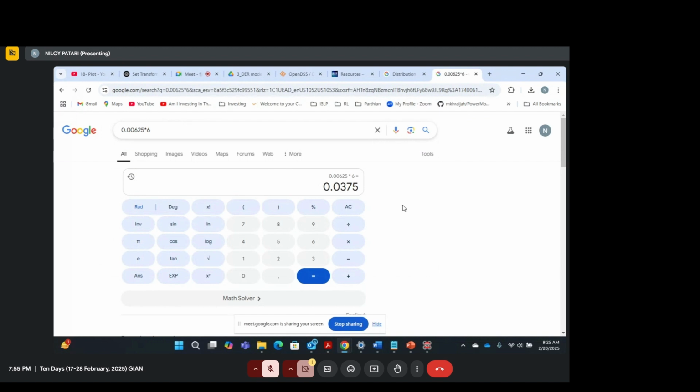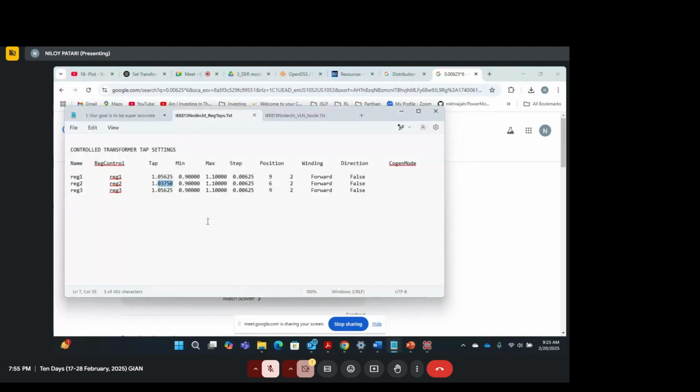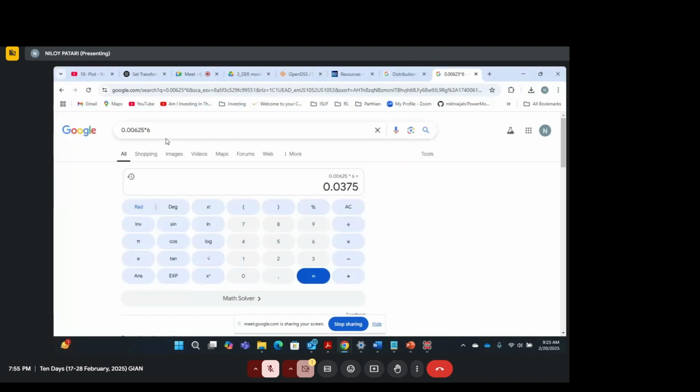So in voltage regulators, you have 16 taps for boost up, 16 taps for boost down. For boost up, you can boost 10% voltage, and you can boost down 10% of voltage. So whenever you have a regulator, it works in that way. So if the position had been, suppose, 10, your voltage would have been like 1.0625, right?